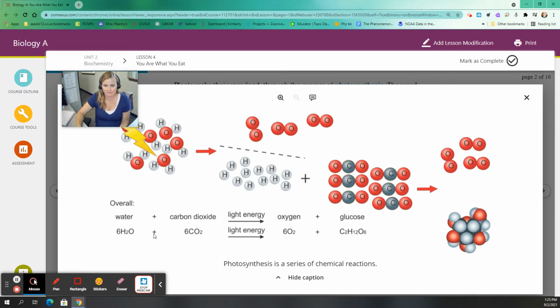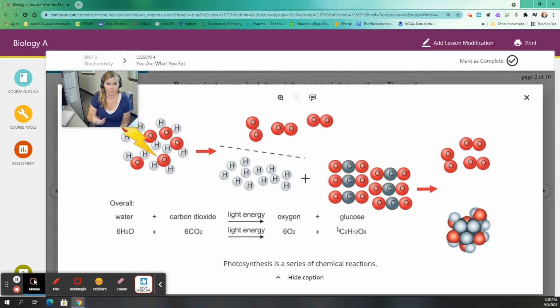But you'll notice that there are little numbers that appear before each of these compounds. The larger numbers are called coefficients. We have 6 in front of water, H2O is water. We have 6 in front of carbon dioxide, CO2 is carbon dioxide. And we have 6 in front of oxygen. There's no number in front of the sugar because only one sugar molecule is made. The numbers in front indicate the number of molecules involved. So there are 6 water molecules, 6 carbon dioxide molecules, and those produce 6 oxygens and 1 sugar.